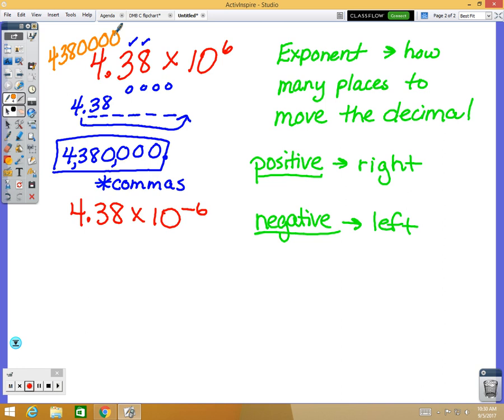All right, so let's do this other example down here where we have the same first number, 4.38, but now I have a negative 6. So again, negative, we're moving to the left 6 places. 1, 2, 3, 4, 5, 6. Now, let's kind of use her same strategy. If there's 1 digit there already, and I'm moving it 6 places, how many zeros do I need in front of it? 5. So put your decimal, put 5 zeros, and then your 4, 3, 8.